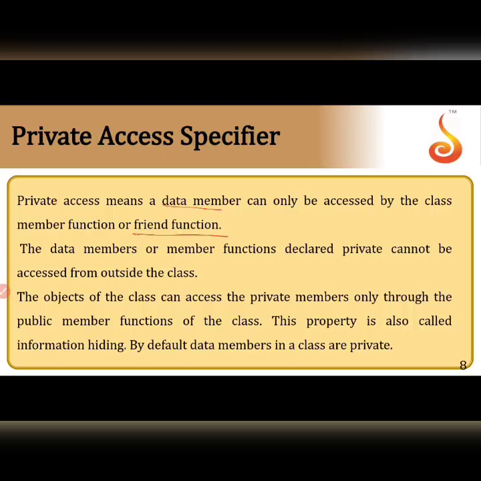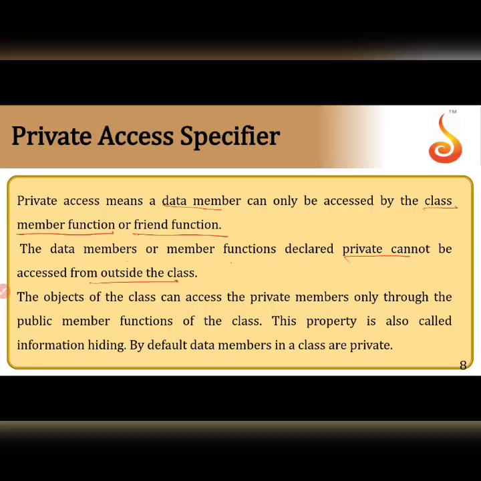Friend function, we'll do it later. You don't have to worry about friend functions now. You just concentrate on member functions of the class. So, private member means a data member can be accessed by only the member function of the class, and the data members or member functions declared private cannot be accessed outside the class. So it is not accessible outside the class.